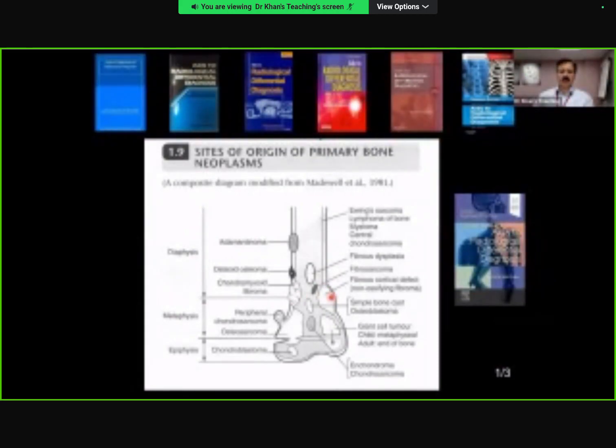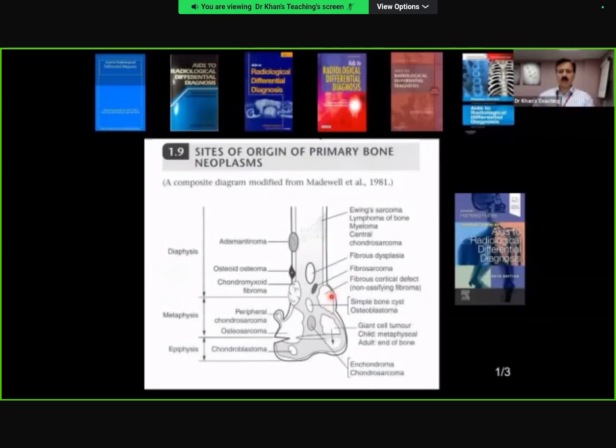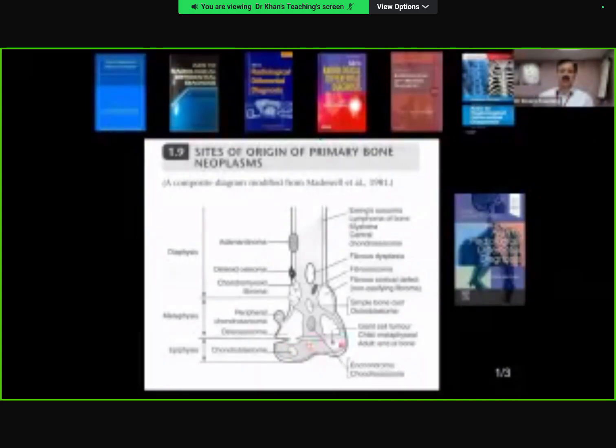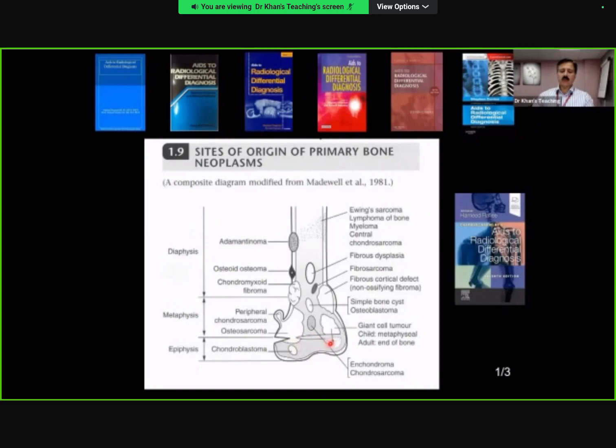And the point is that, please remember that each location will change whatever is present at a particular portion. For example, look here in the epiphyses, you can see chondroblastoma, and you can also see giant cell tumor here. From the previous diagram, we know that chondroblastoma is till age of, let's say, 20, but giant cell tumor 20 to 40. So your differential will change accordingly. So these are the most important tumors as far as epiphysis is concerned.